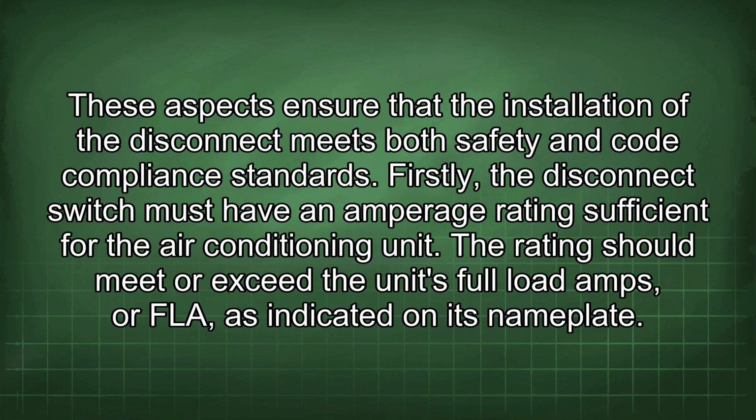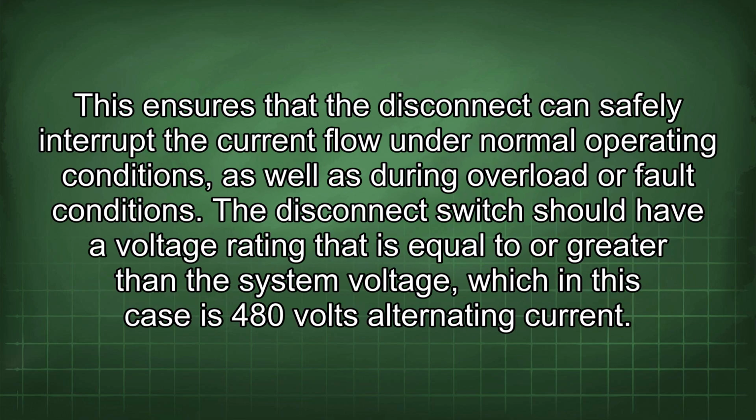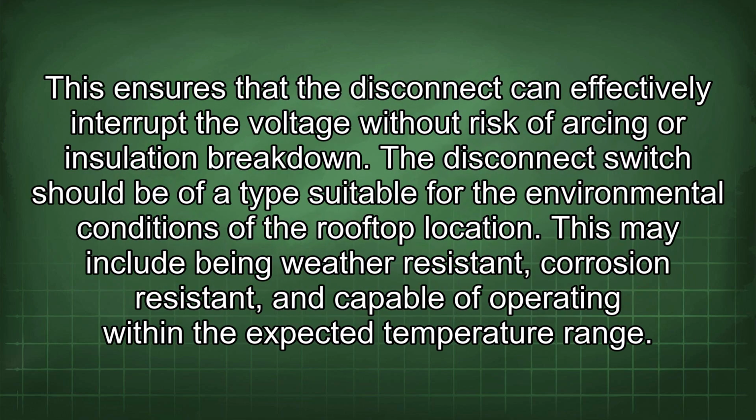Firstly, the disconnect switch must have an amperage rating sufficient for the air conditioning unit. The rating should meet or exceed the unit's full load amps, or FLA, as indicated on its nameplate. This ensures that the disconnect can safely interrupt the current flow under normal operating conditions, as well as during overload or fault conditions. The disconnect switch should have a voltage rating that is equal to or greater than the system voltage, which in this case is 480 volts alternating current. This ensures that the disconnect can effectively interrupt the voltage without risk of arcing or insulation breakdown.